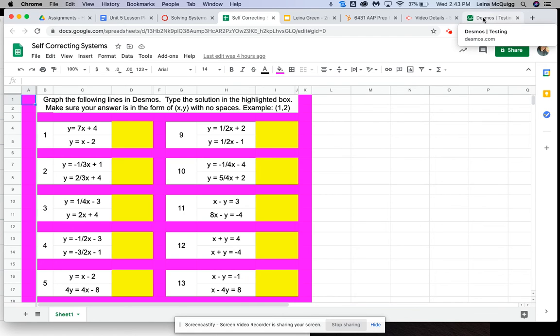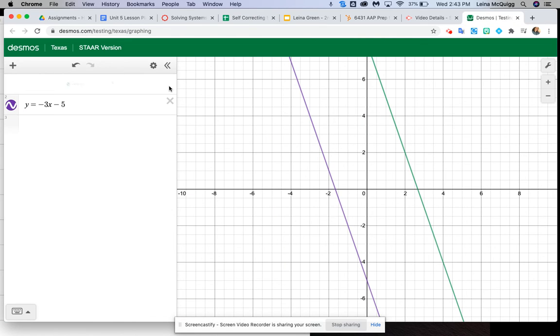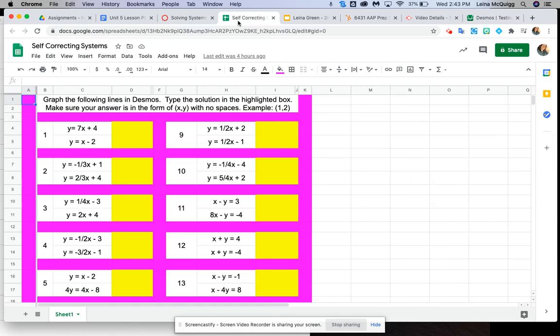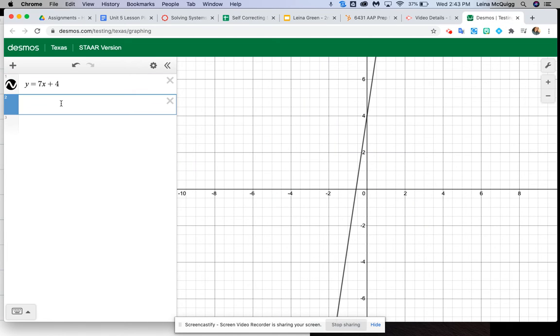We can graph this in Desmos. Y equals 7x plus 4. So let's go ahead. Y equals 7x plus 4. My next problem is y equals x minus 2. So I have y equals x minus 2.